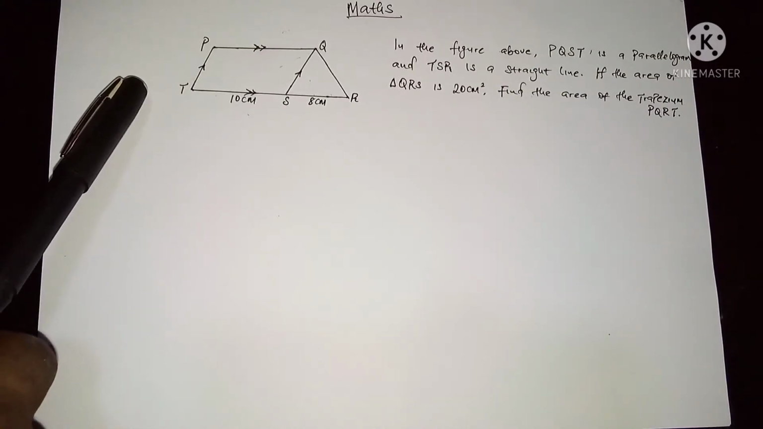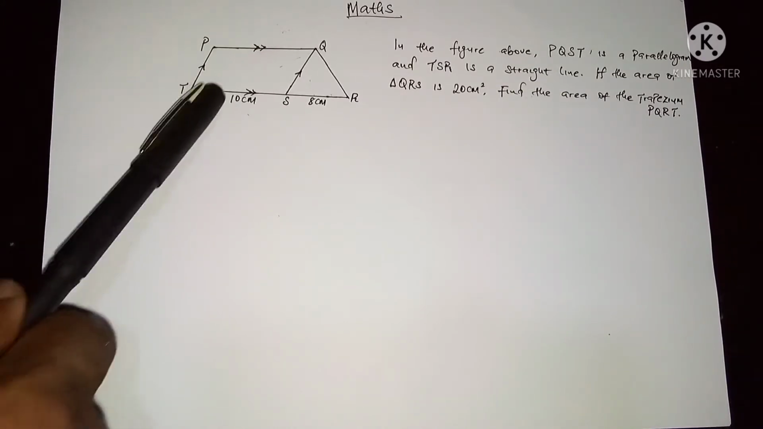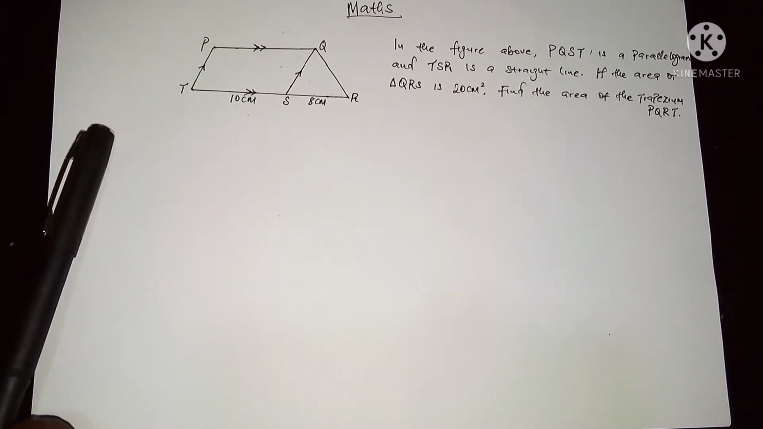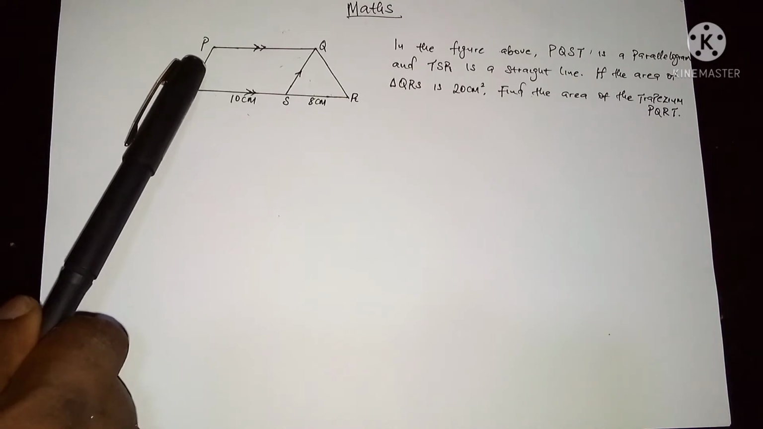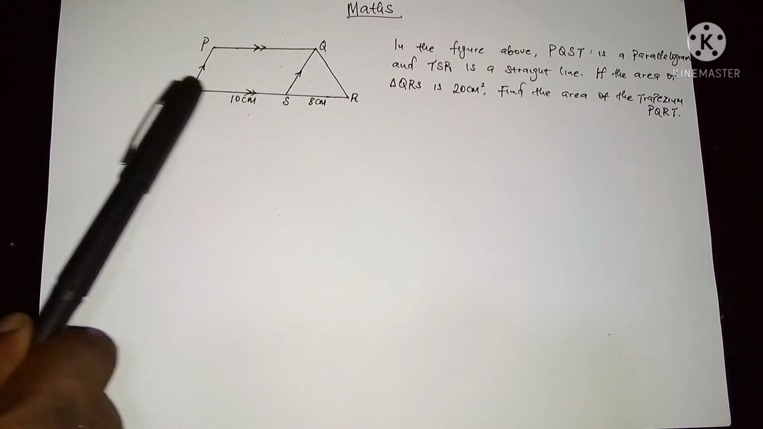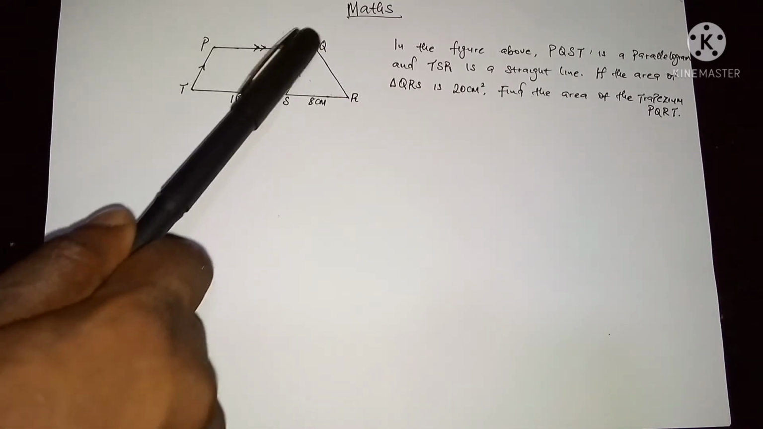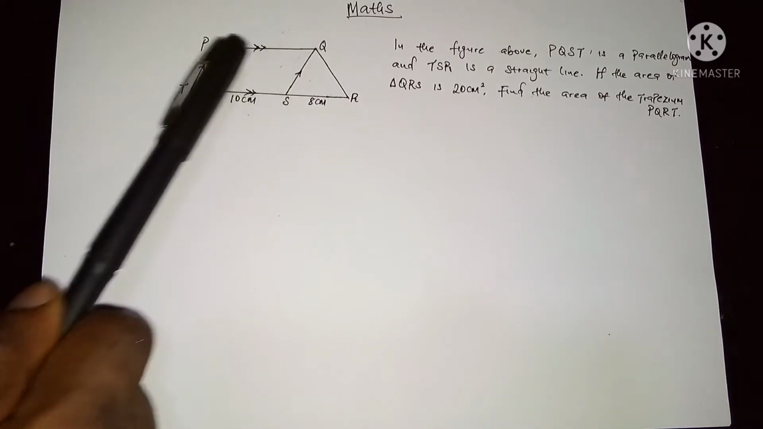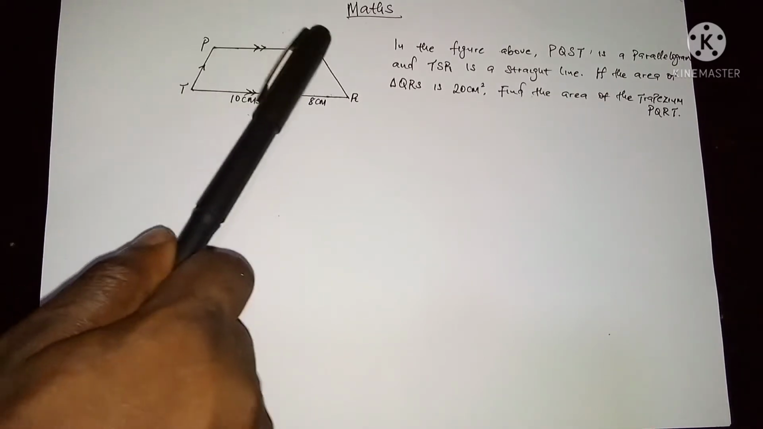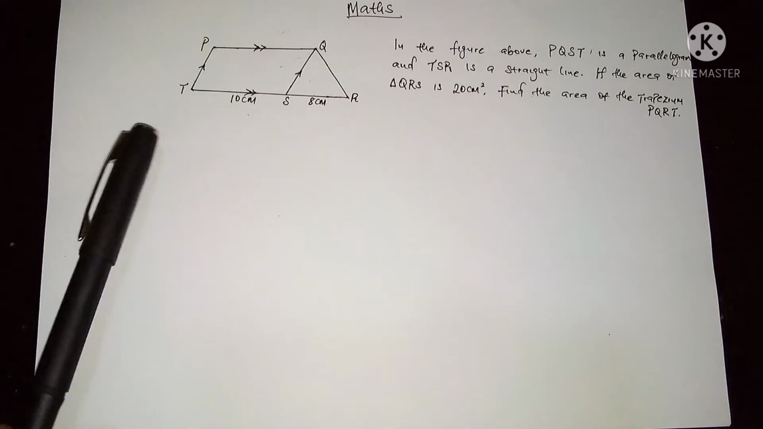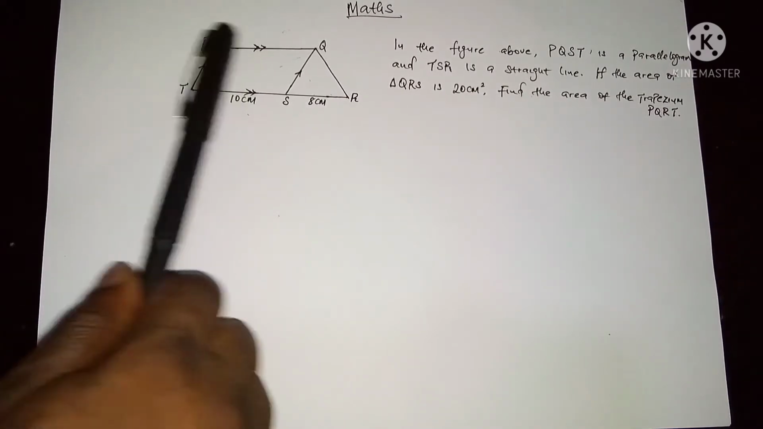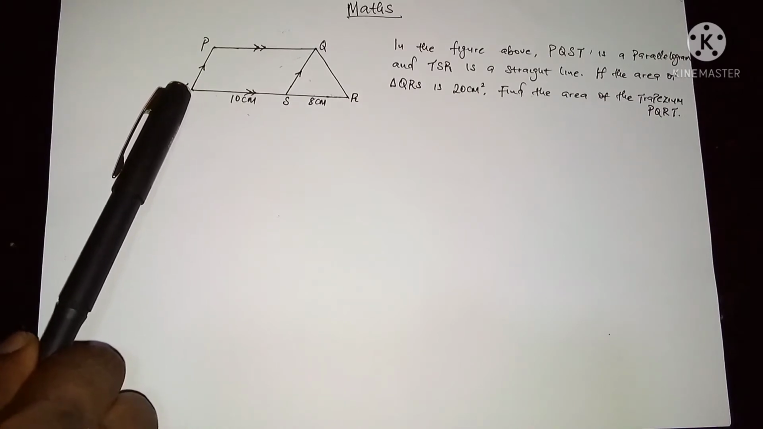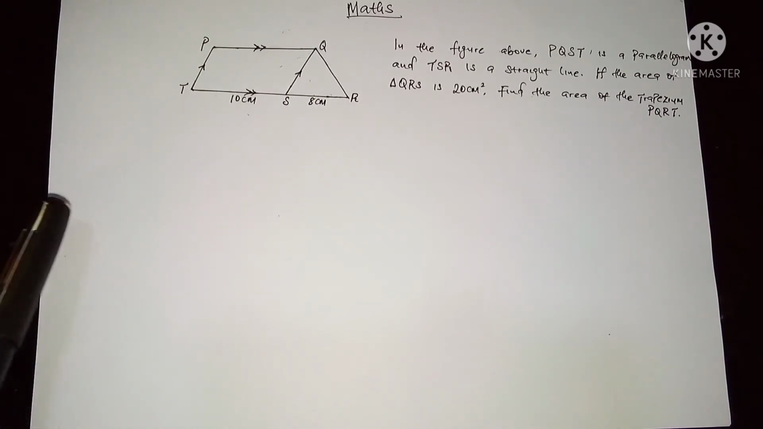You can take a good look at this shape we have here. You will understand that we have three different shapes here. First we have the parallelogram, then we have the triangle, and then we have the trapezium, all of them put together, right? So before we can find the area of this trapezium, we need to understand what a trapezium is.